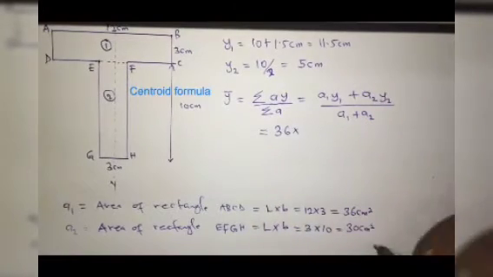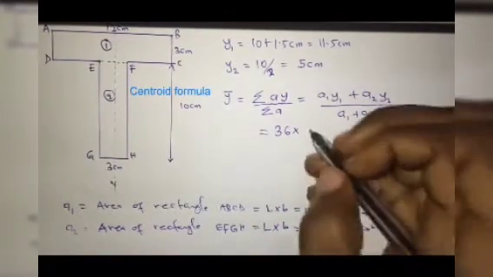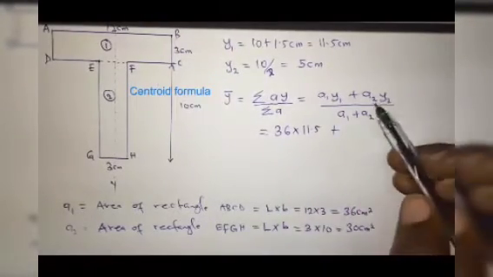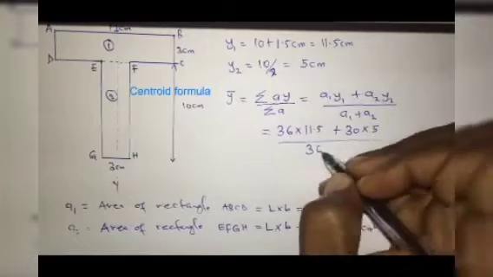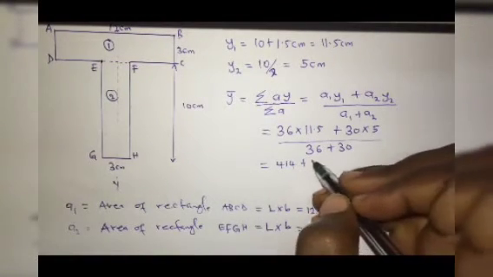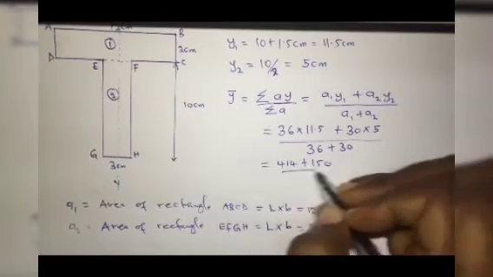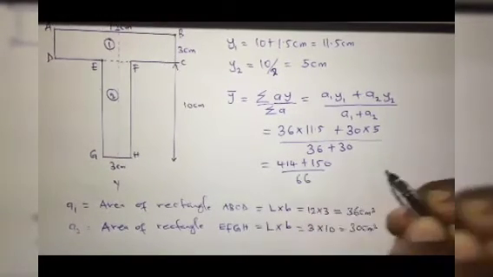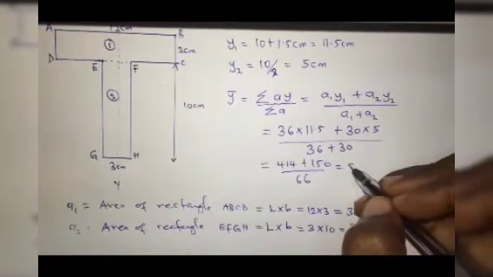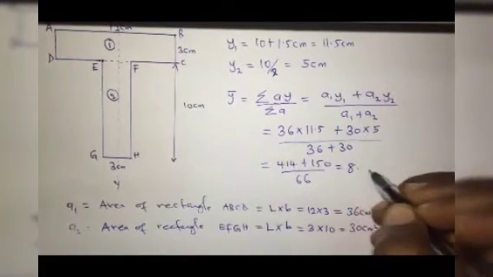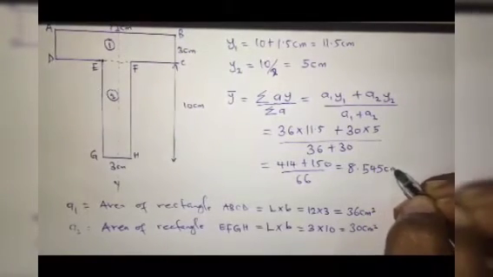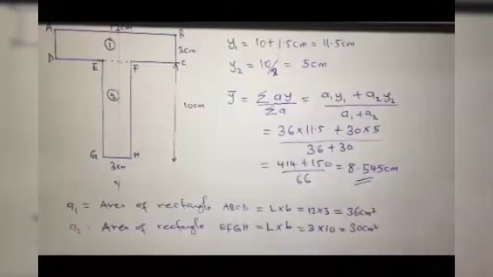You can punch your calculator and get the answers at once, or you can do it one by one. So here we have 414 plus 150 all over 66. For adding and dividing everything, I got 8.54 centimeter as the centroid of this particular T section.